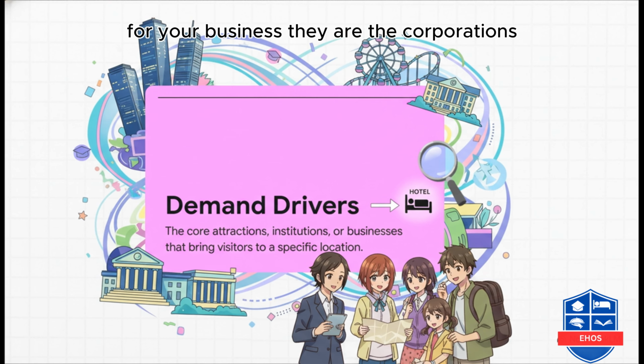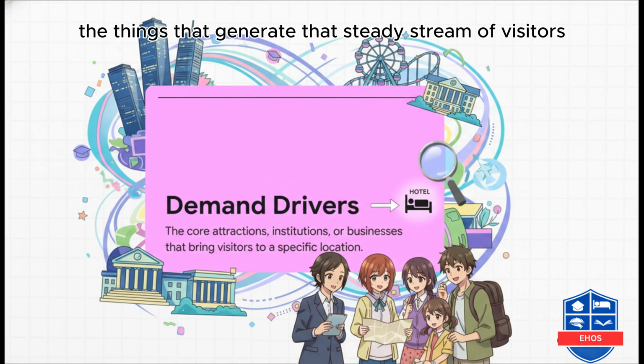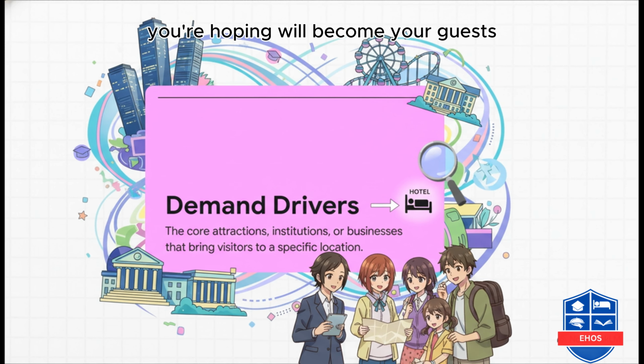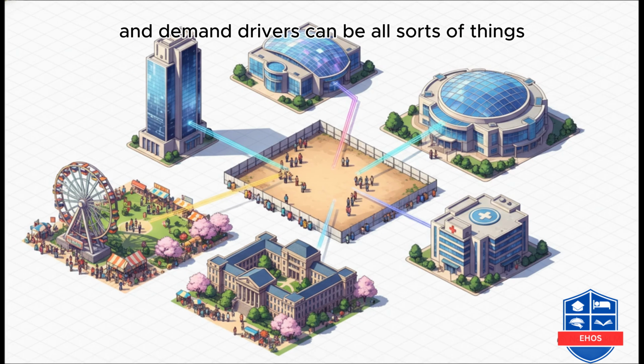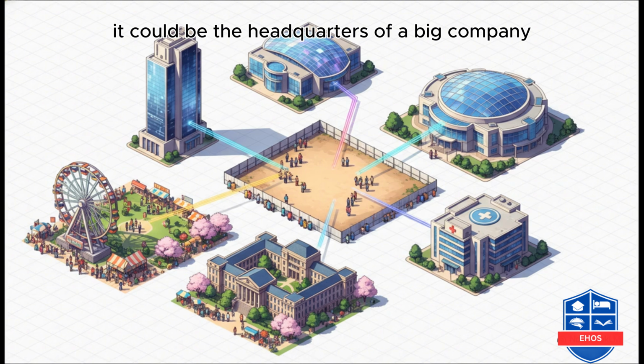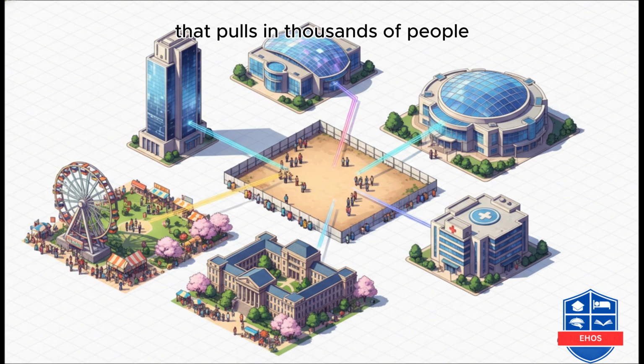They are the corporations, the attractions, the universities, the things that generate that steady stream of visitors you're hoping will become your guests. Understanding these is non-negotiable. And demand drivers can be all sorts of things. It could be the headquarters of a big company, a massive convention center that pulls in thousands of people, or even a major hospital. Or maybe it's a fast-growing university, attracting parents and professors, or a popular tourist hub.